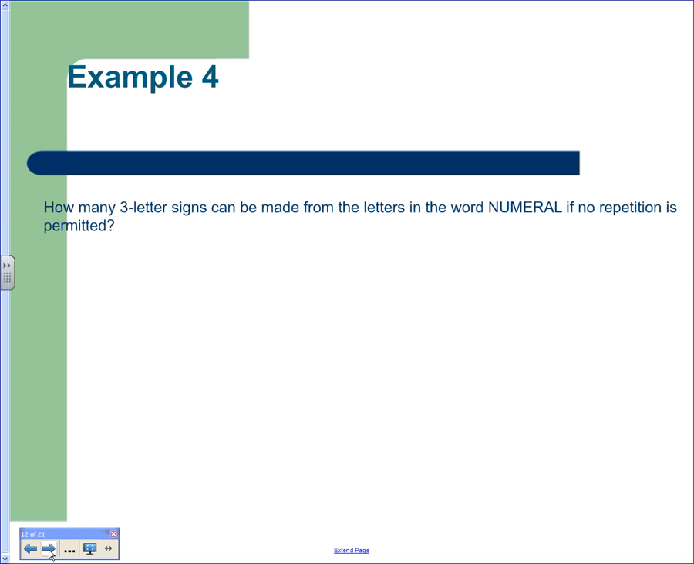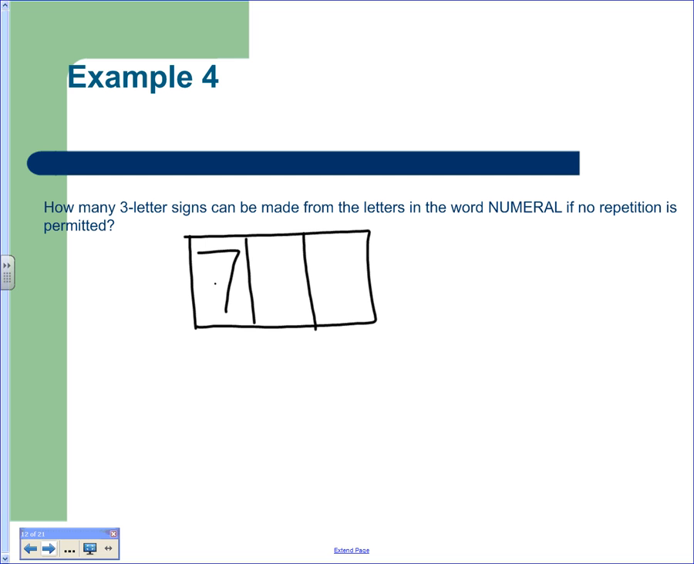Okay, how many boxes are you going to have? 7. How many 3-letter signs? So we're picking 3 at a time. All right. How many letters do we have in total? So how many can go here? Why 6 and not 7? Okay. Which is?